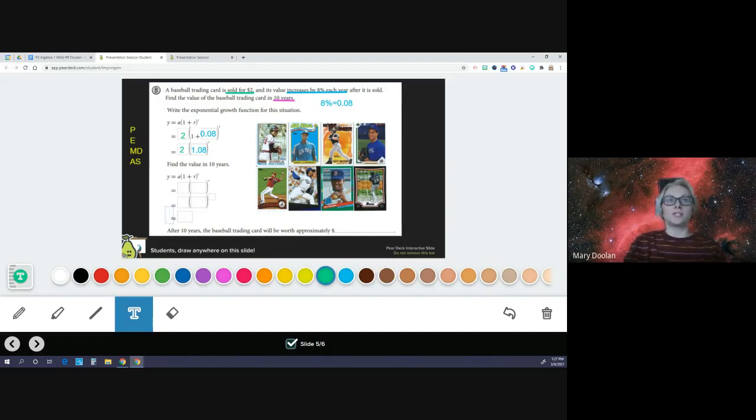So all I've done so far is write the exponential growth function. Once you write that function, now I need to actually be able to answer the question: find the value of the baseball trading card in 10 years. So we use the function, but now I know that T is equal to 10. Because it says 10 years, that means we're going to plug in T equals 10 to find out what Y is. And so we just keep these parts the same and then replace the T with the 10. All right, and then we're going to evaluate this.